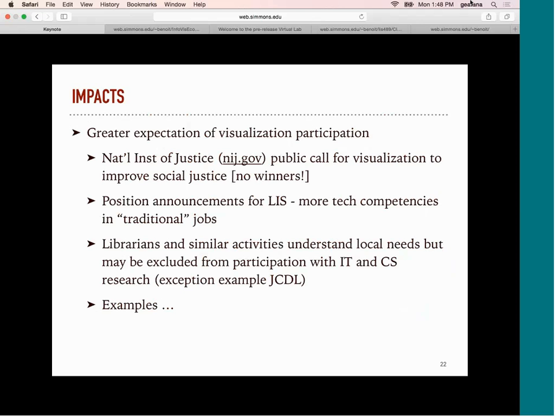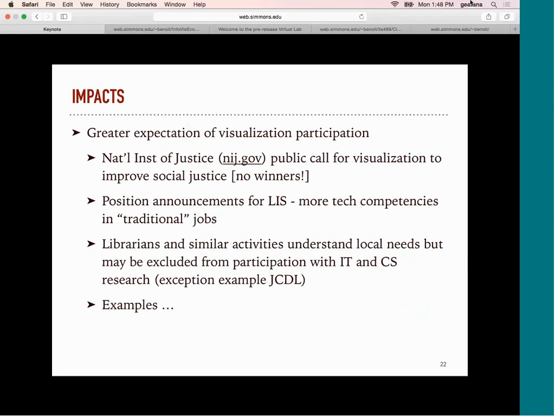Therefore, impact. The National Institute of Justice actually held a public call for anybody in the world or in the country, not necessarily scientists, not necessarily art students, anybody, to try to use visualization to determine social justice. Nobody won. So they're weird.